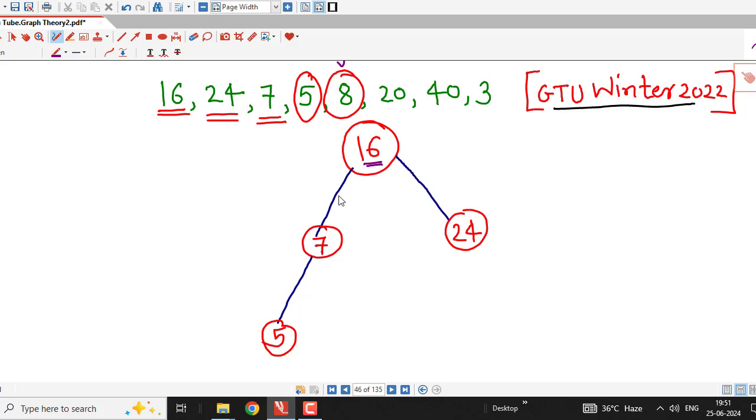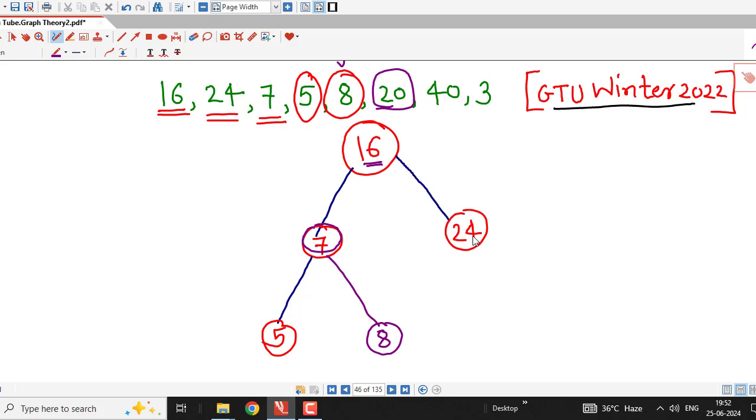Now we go in this direction. So we have 7. Now we compare 8 with 7. 7 is less than 8, so we will consider 8 to the right of 7. Next value is 20. 20 is greater than 16, so we will go in this direction. So here we are going to the right of 16.